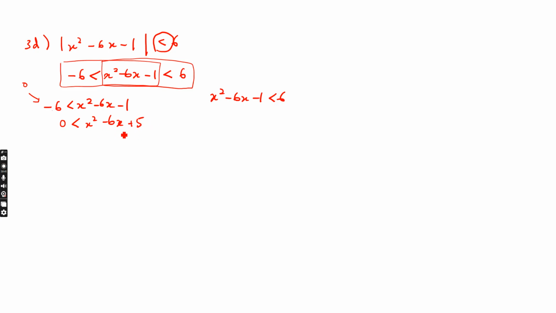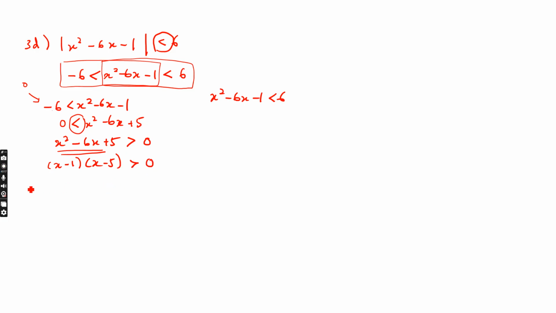So this is quadratic, right? Usually we put 0 at the right side, so I will move this over and change the position. Once we change the position, of course the symbol must change as well, so the symbol will change to greater than. Now I will factorize this. You can just use a calculator. After you factorize you get x minus 1, x minus 5, greater than 0.